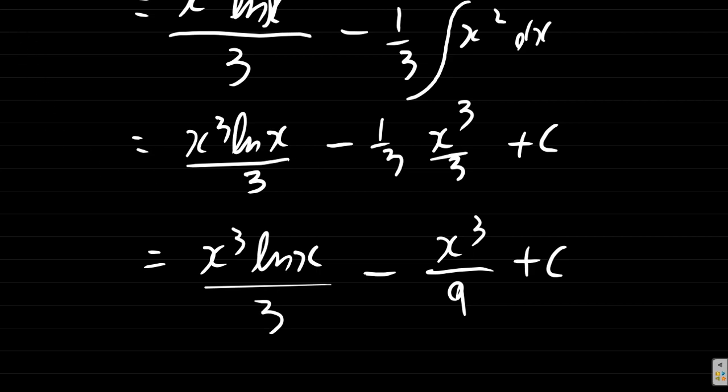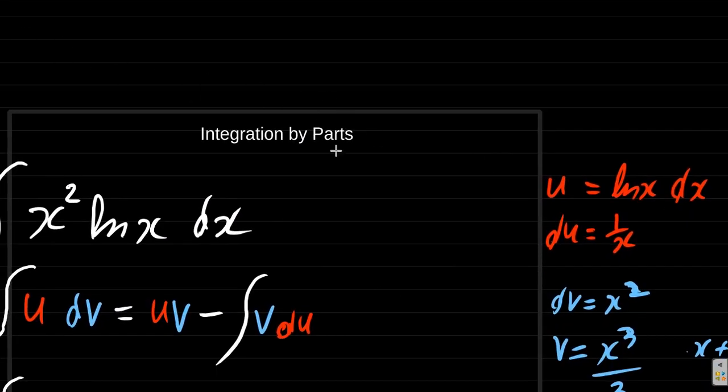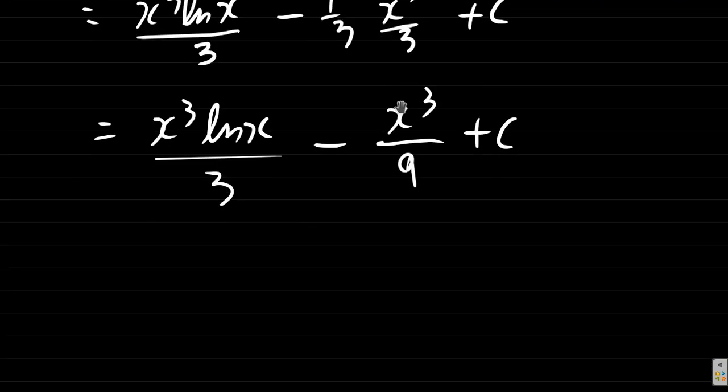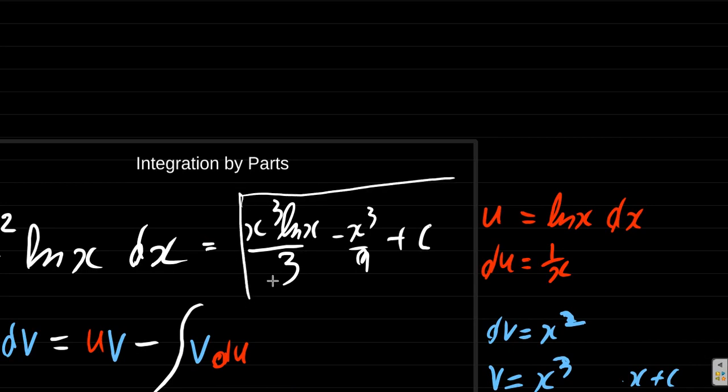Let's make a note of it up here. The answer is x cubed ln x over 3 minus x cubed over 9 plus c. That is what we got for our solution.